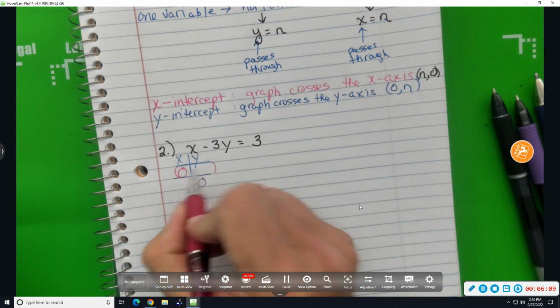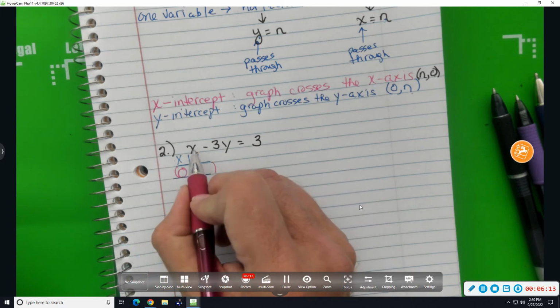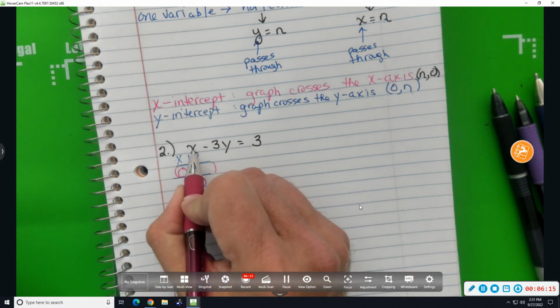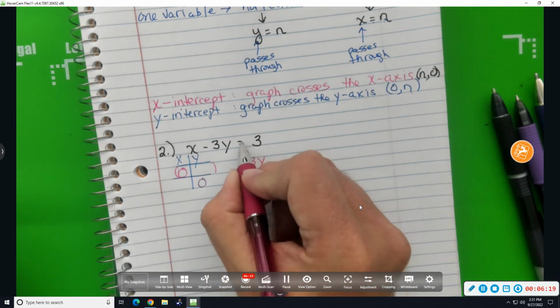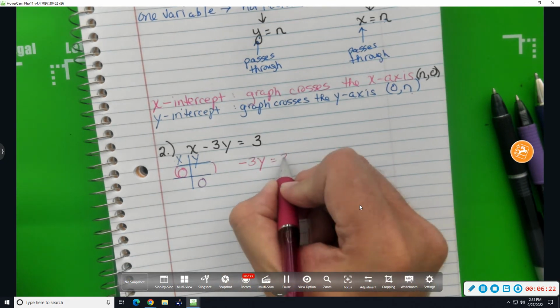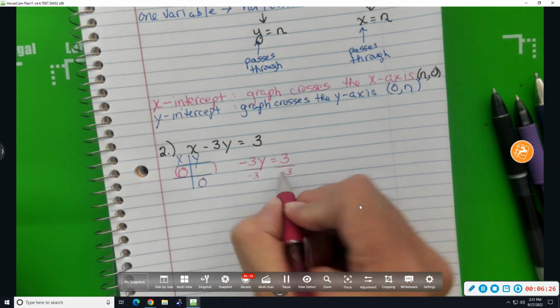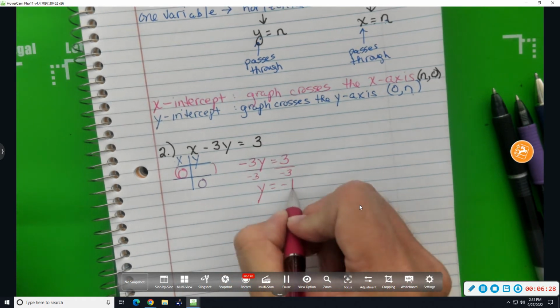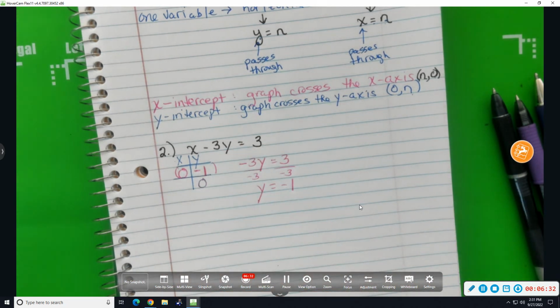Let's plug a 0 in for x and figure out y. If I put a 0 in for x, I have 0, so just negative 3y equals 3. Divide by negative 3 to get y equals negative 1. So 0, negative 1.